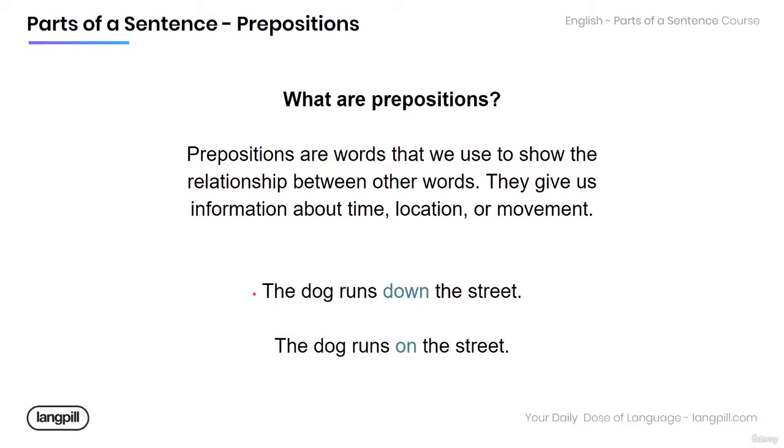The first one reads, "The dog runs down the street." Okay. The second one reads, "The dog runs on the street." So here, down and on are what we call prepositions. Okay? They're giving us information about the relationship between the dog running and the street. So how is the dog running on the street? It's running down the street. Or how is the dog running with the street? It's running on the street. Okay? So this adds extra information about the relationship between our subject and our object.